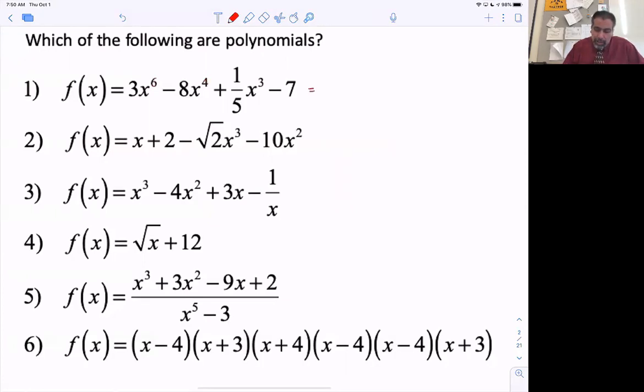You can rewrite that as 3x to the 6th. Now you want an x to the 5th term, but there isn't one. So how do you get around it? You use your friend 0. It's really 0x to the 5th.